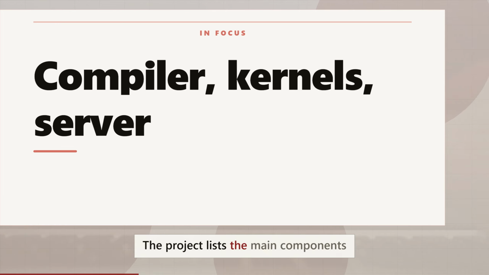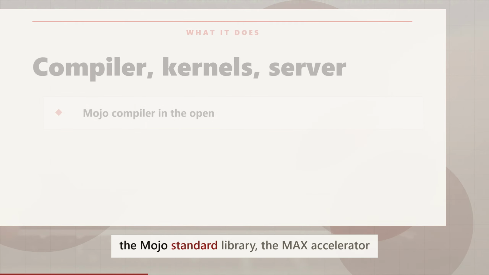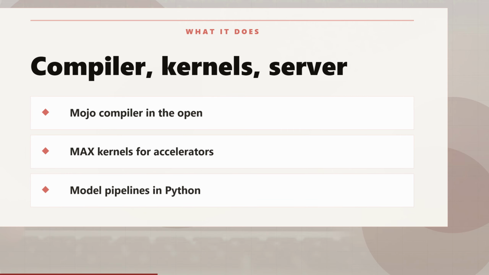The project lists the main components of the repository as the Mojo compiler, the Mojo standard library, the Max accelerator library, the Max inference server, and the Max model pipelines.